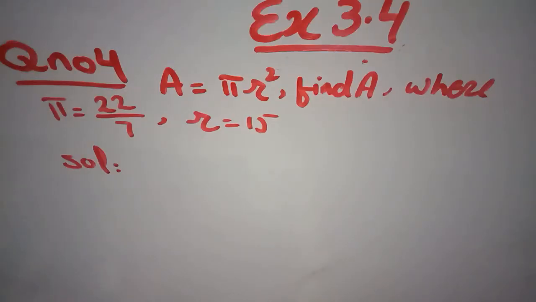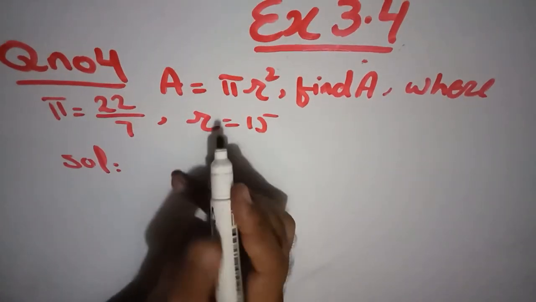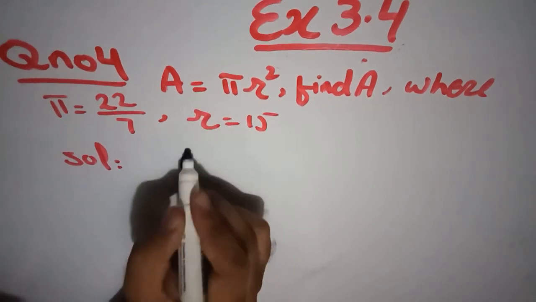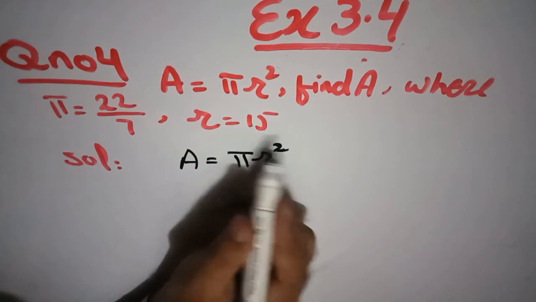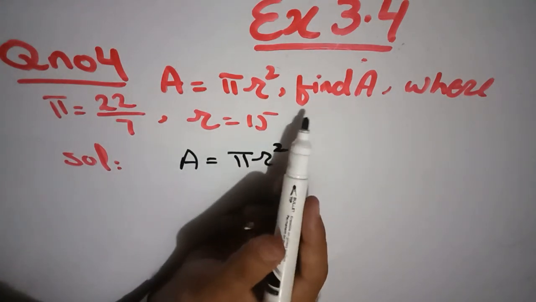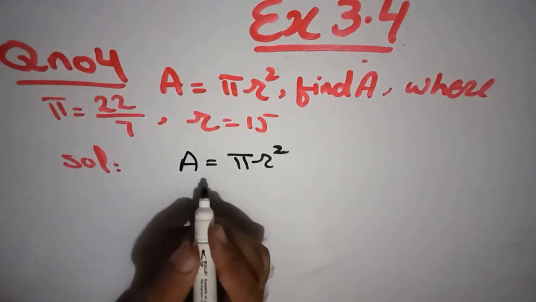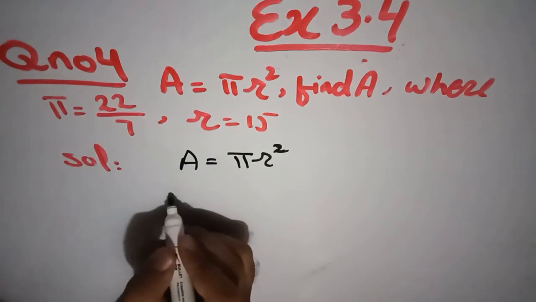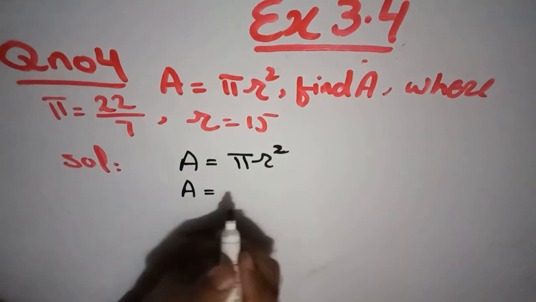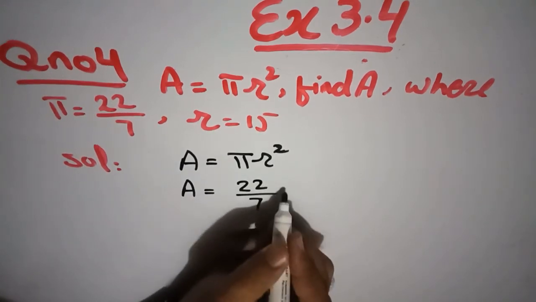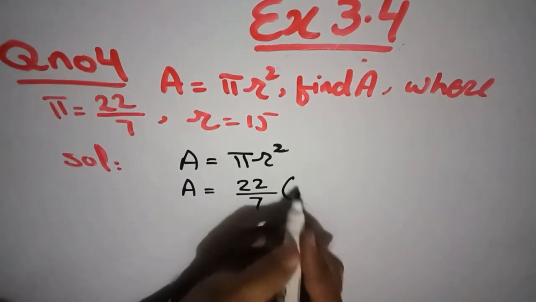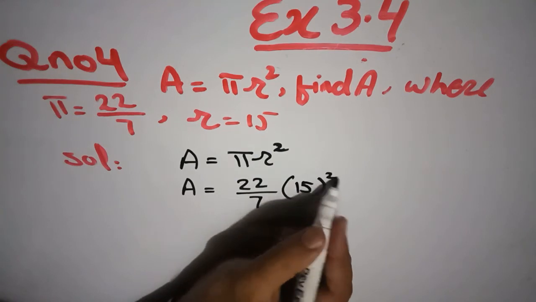Now we have the fourth question of exercise 3.4. A simple relation is given: A is equal to pi r squared. The values are also given, so we have to find the value of A. Take the logarithm of both sides when you put the values. What is the value of pi? That is 22/7, and the value of r squared is 15 squared.